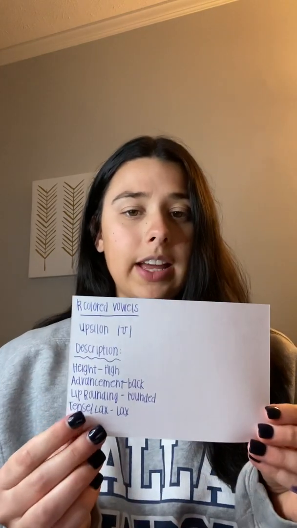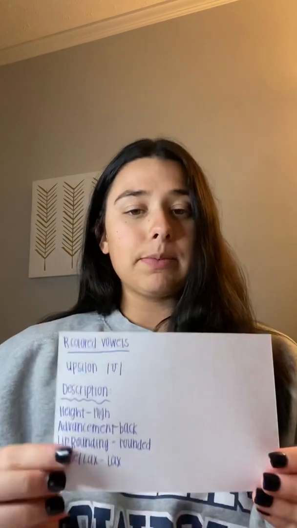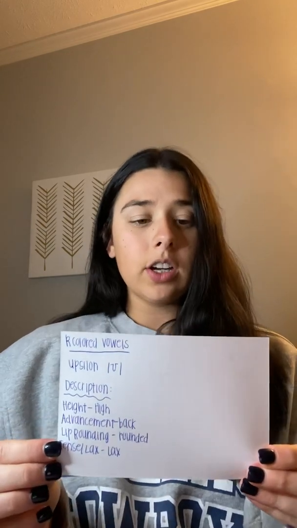Next is the upsilon. The height is high, the advancement is back, the lips are rounded, and it is lax. Some sample words include sugar, lure, and unsure.